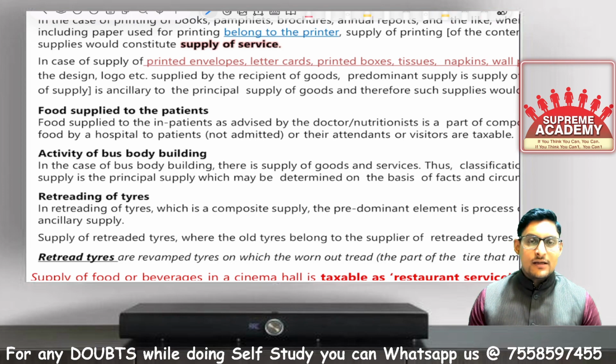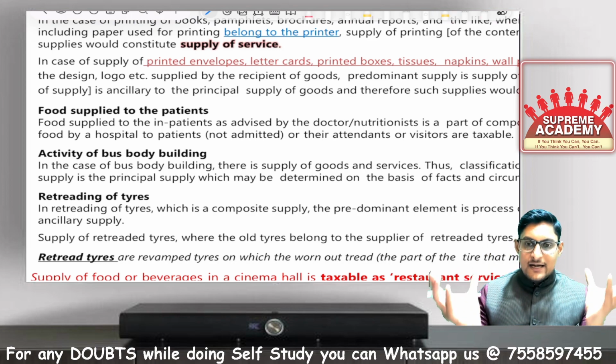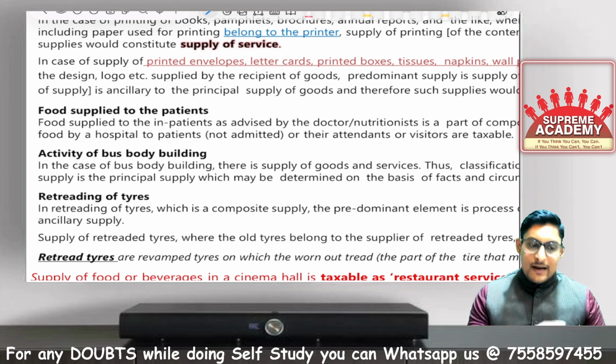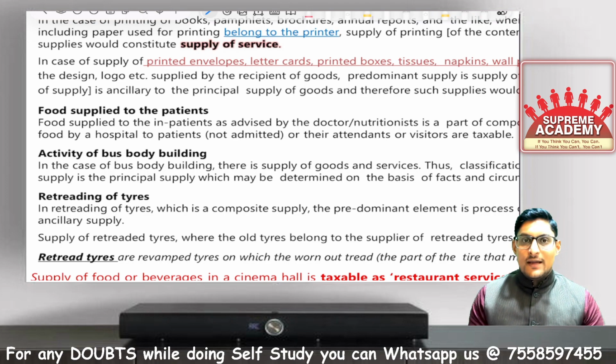What the Tata company did is outsource the metal frame of that bus to another company. Now the other company has two choices. Choice number one: Tata company gives the raw materials, and they make the metal frame of the bus and give it back to Tata company. In this case, it will be a supply of service.